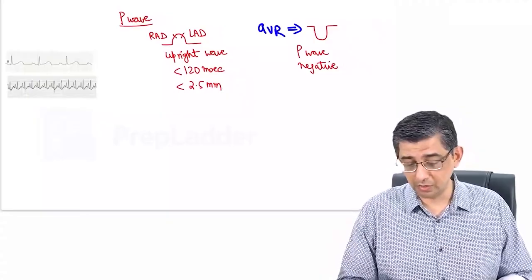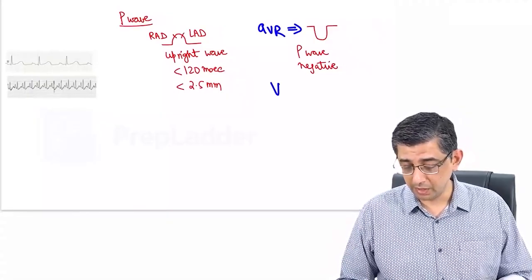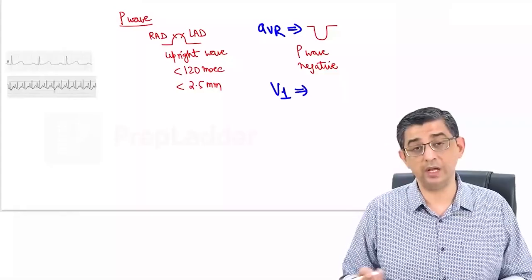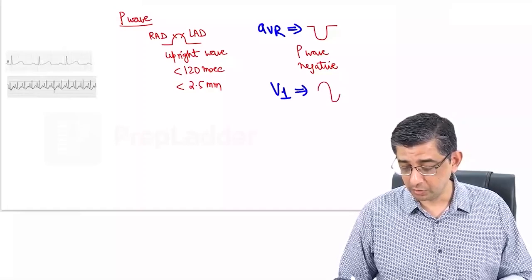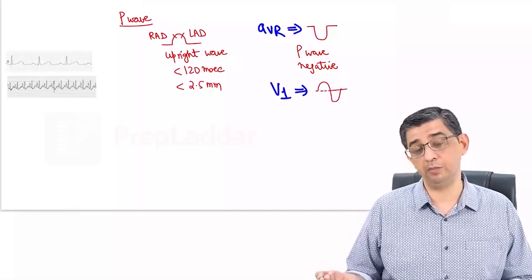In contrast, if you look at lead V1 and scan the P wave, you will notice it will be biphasic. Some part of it will be above the baseline, and some part will be below the baseline.